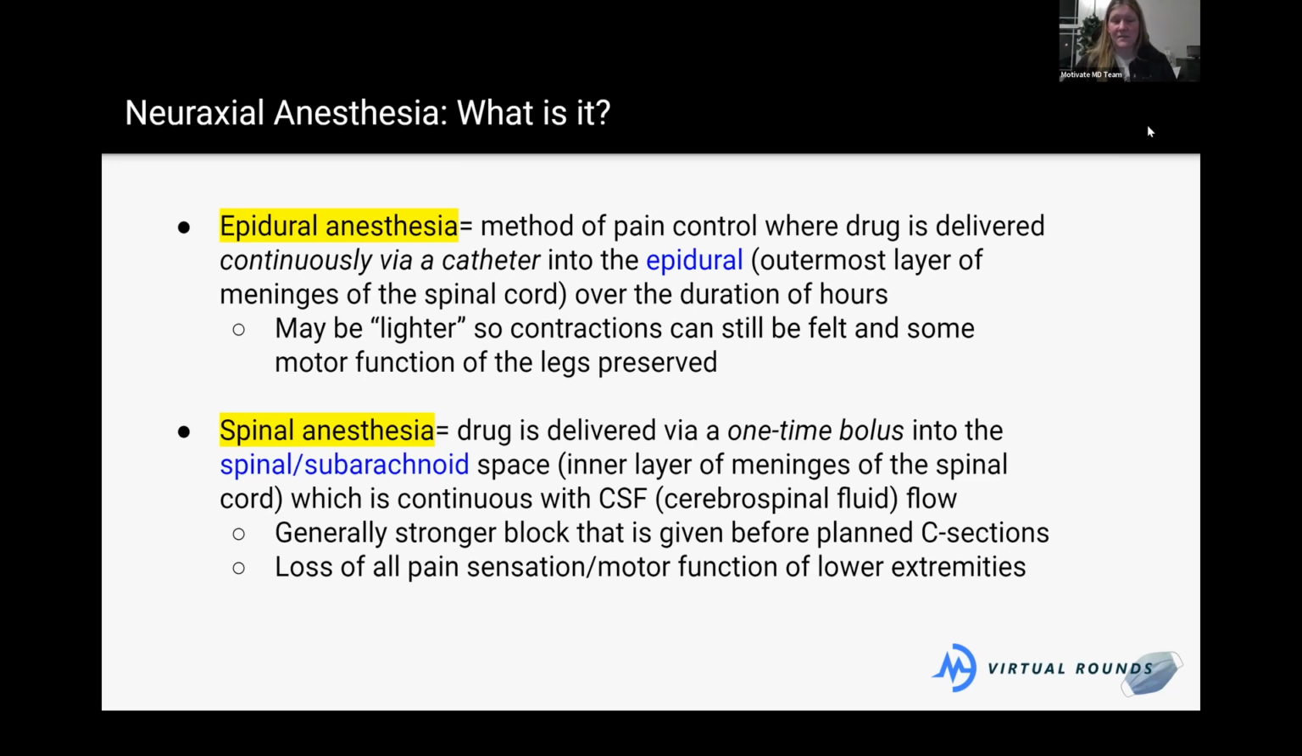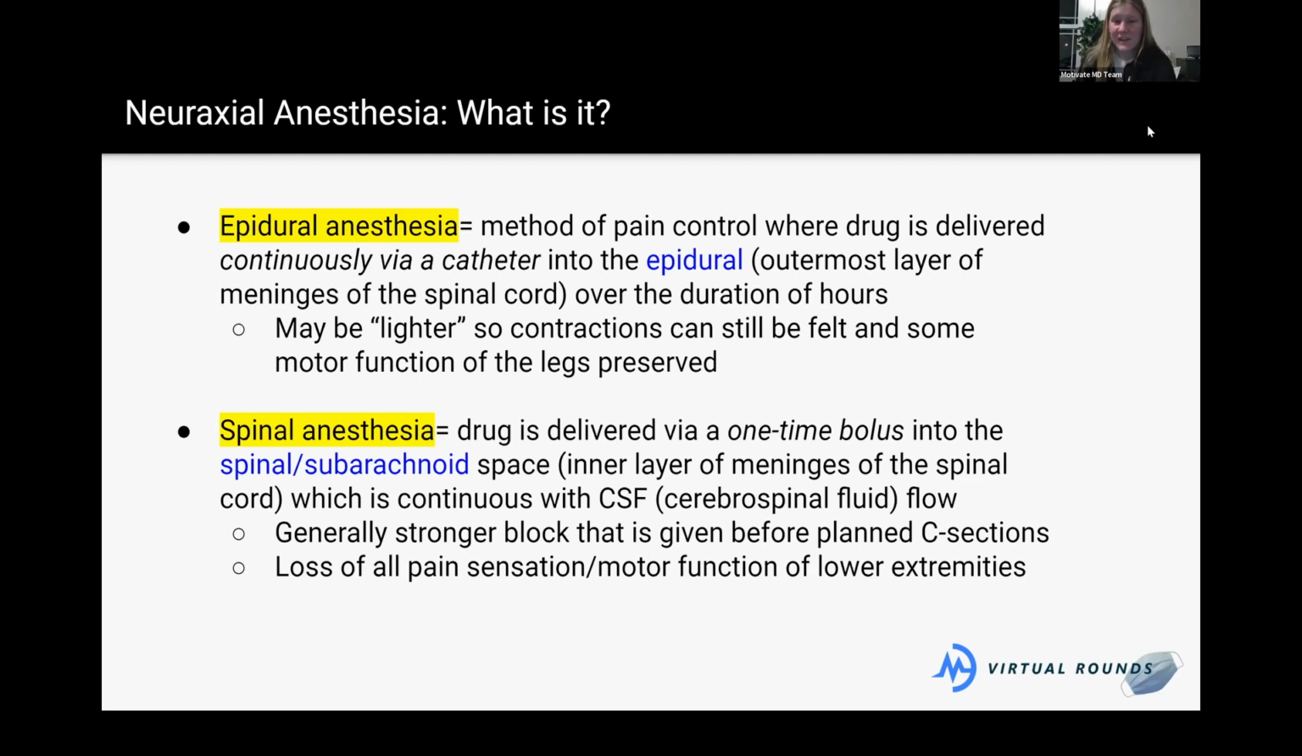And it can also sometimes be lighter in the quality of the block, so that you can still feel some of the contractions and maybe some motor function preserved in your legs. It doesn't necessarily mean that you can get up and walk around. They don't usually have people do that, but compared to the spinal, it is a little bit lighter.